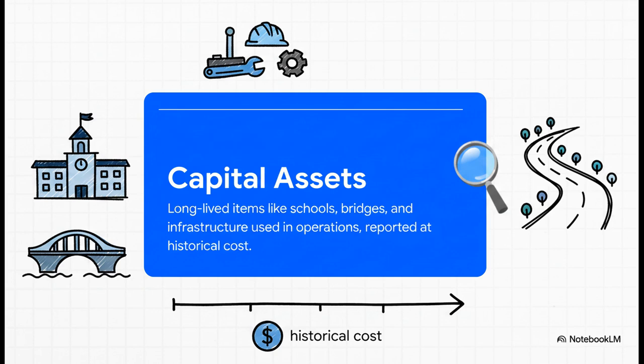First, let's make sure we're on the same page. When we say capital assets, we're talking about the long-term physical stuff a government uses to operate. You know, buildings, fire trucks, and big infrastructure like roads and bridges. And to keep things objective, they're always put on the books at their original historical cost.